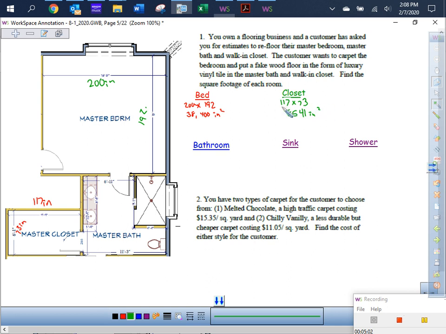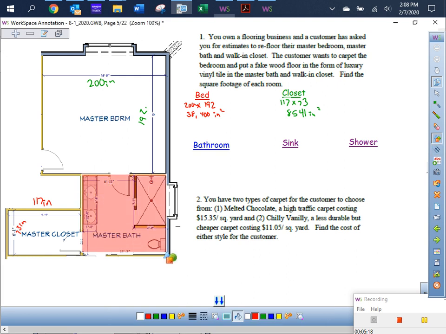And then the bathroom, there are many ways to do this. You could break this up into different rectangular shapes. But what I'm going to do is find the area of the whole thing as one giant rectangle, and then I'm going to take away the sink and the shower. I'm going to subtract those away.